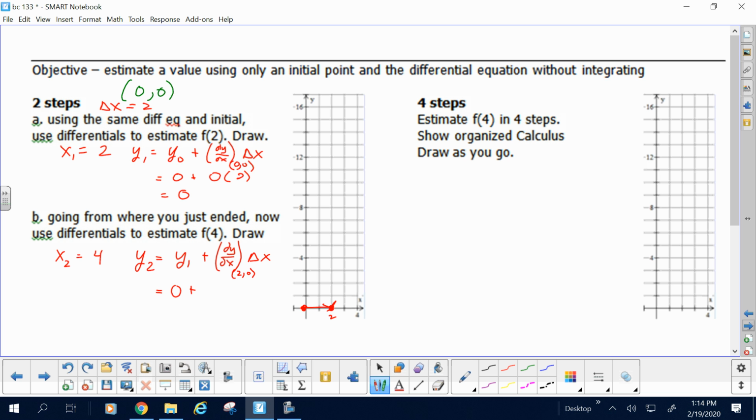We left off with 0, but now we're going to recalculate and use a different slope. The slope at 2, 0 is, remember the derivative is 2x, right? So the slope at 2, 0 now is 4. It says, when you get to that point, you should be going up 4 over 1 times the change in x of 2. So we would expect to go up 8.